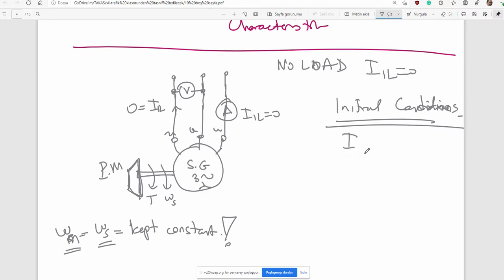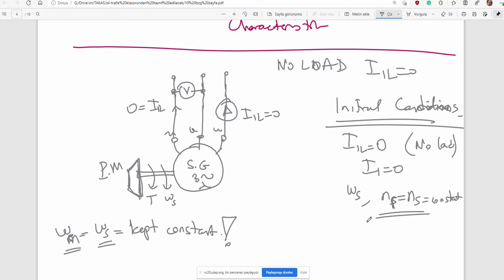There is no current. I1 load is 0. No load. That means there is no current inside the stator coil, and the rotor speed is kept constant at its synchronous value. Constant, kept constant.